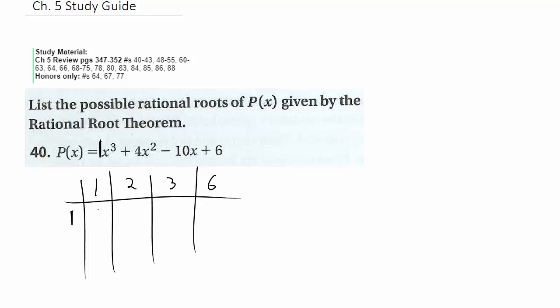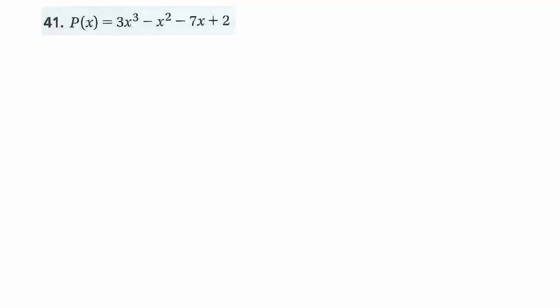So for the possible factors for the rational root theorem, it's just 1 over 1, 2 over 1, 3 over 1, and 6 over 1. And then you account for the negative values. So you would get plus or minus 1, plus or minus 2, plus or minus 3, and plus or minus 6. So those are all of the possible rational roots for this.